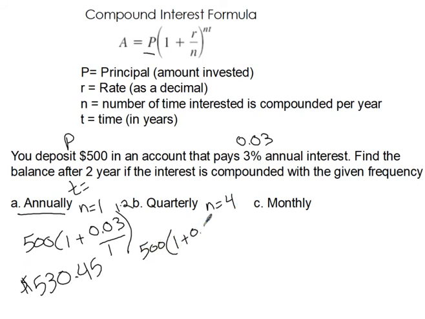If it's quarterly, that n is going to change into 4, so now it's 500 times (1 plus 0.03, but now it's divided by 4 because of quarterly), and it's going to be 4 times 2, or the 8th power.